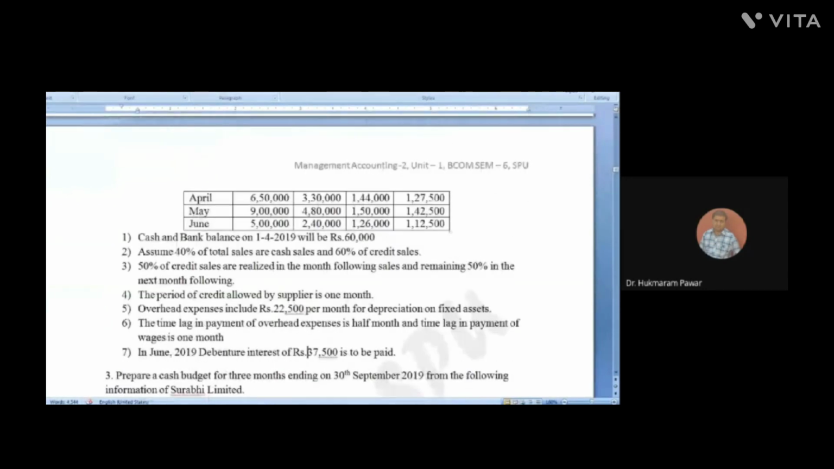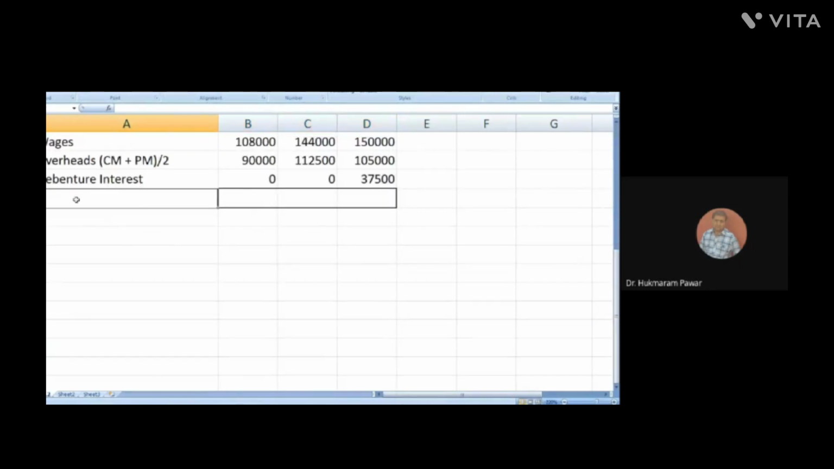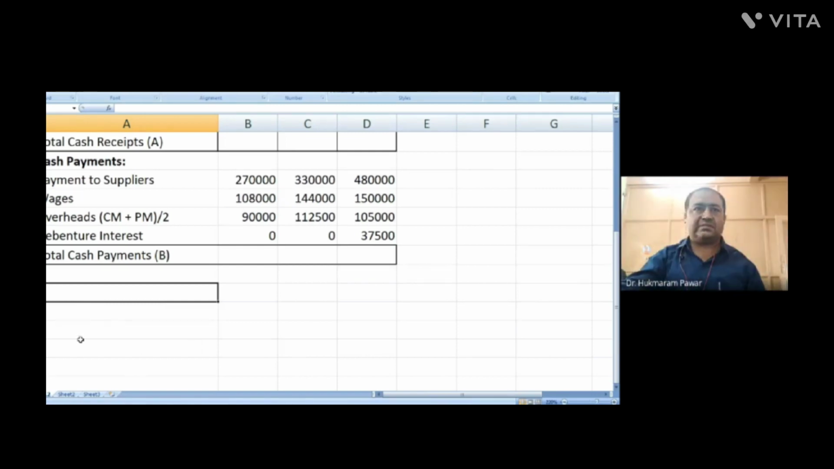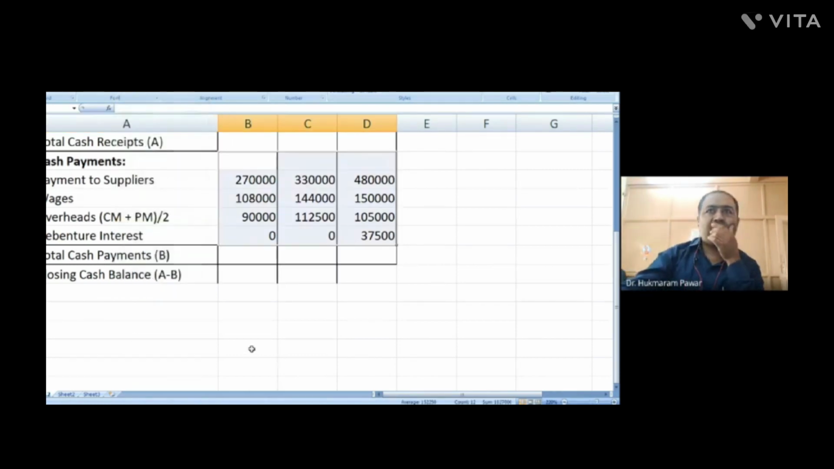No. So let's see how we complete this. This is known as total cash payments B. Now the next step is closing cash balance, A minus B. Correct.